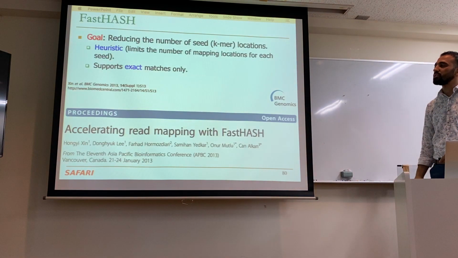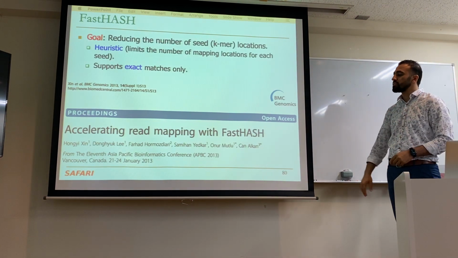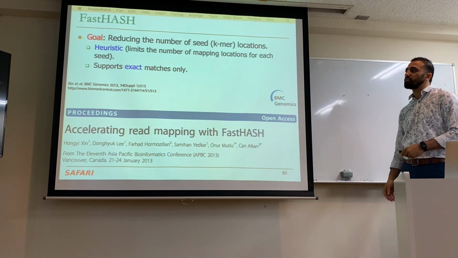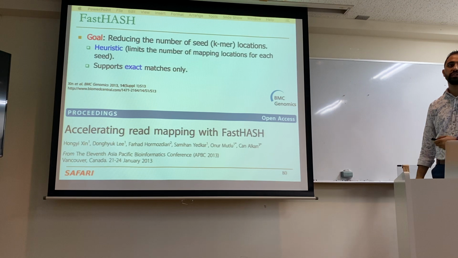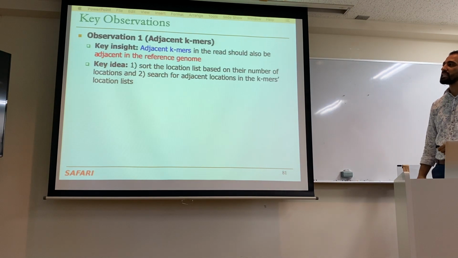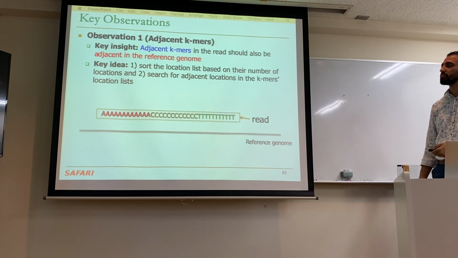Okay, so now let's cover the seed filtering. This is a work we published in 2013, called FastHash. It has two main observations. The first one, we call it adjacent k-mers.